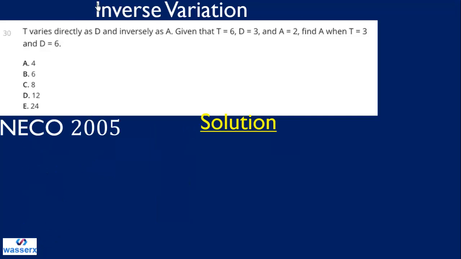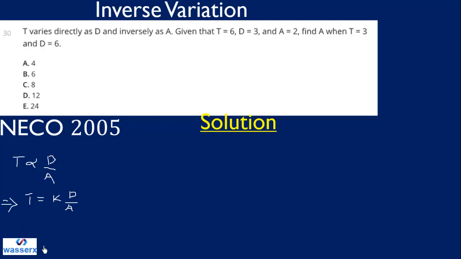Now we have t varies directly as d and inversely as a. Given that t is equal to 6, d equal 3, and a equal 2, find a when t equal 3 and d equal 6. So we have t varying directly as d, and inversely as a. So this is how we write it. Now t is equal to k times d over a.